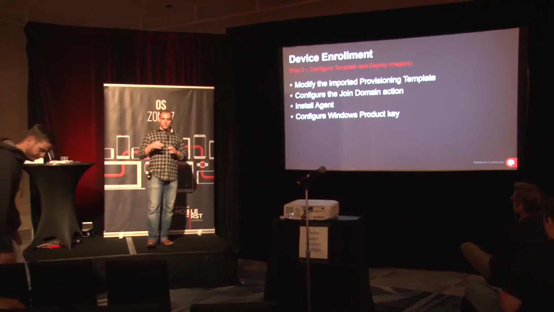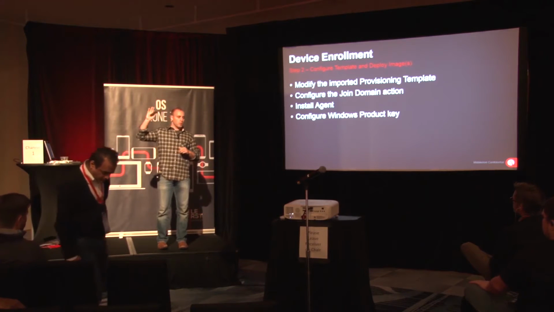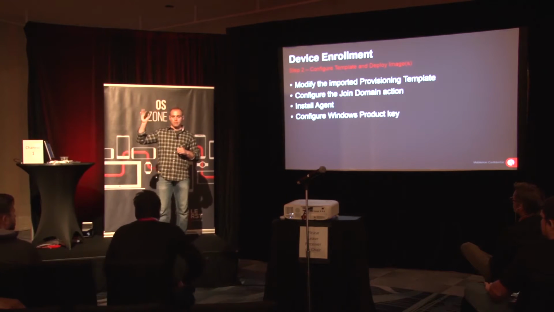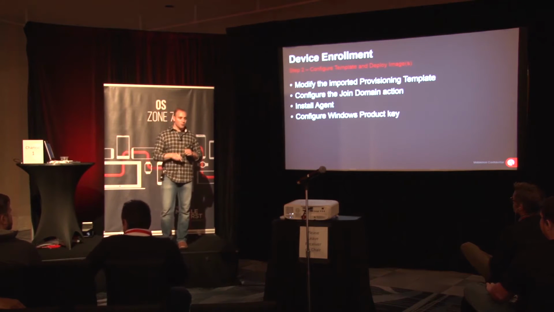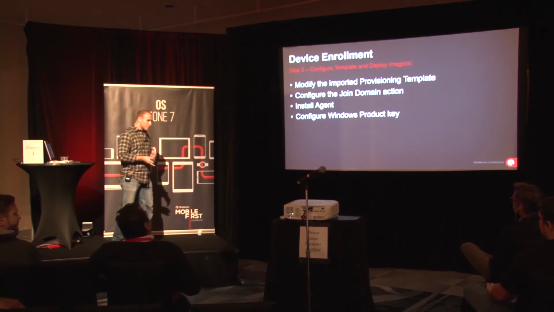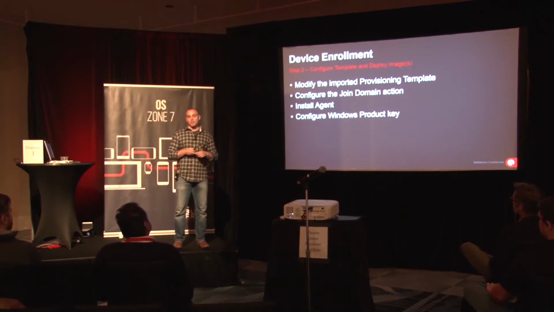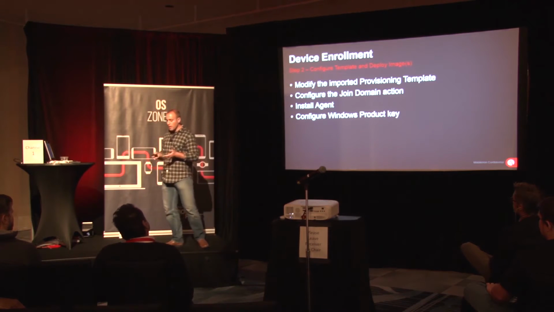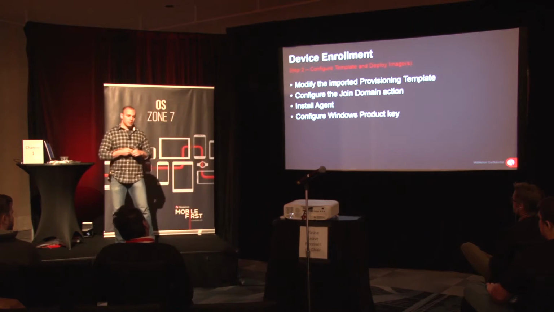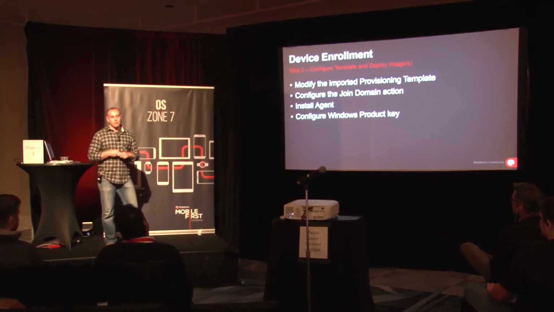Then you need to go through the configure join domain action, because how many people do a workplace join on Windows today? Nobody. It's all domain join. Then I need to install an agent. And then I need to put in the product key for Windows, right? When I put in that product key, that's going to be my enterprise licensing that I use for Windows. So I need to put that in before I deploy that operating system.